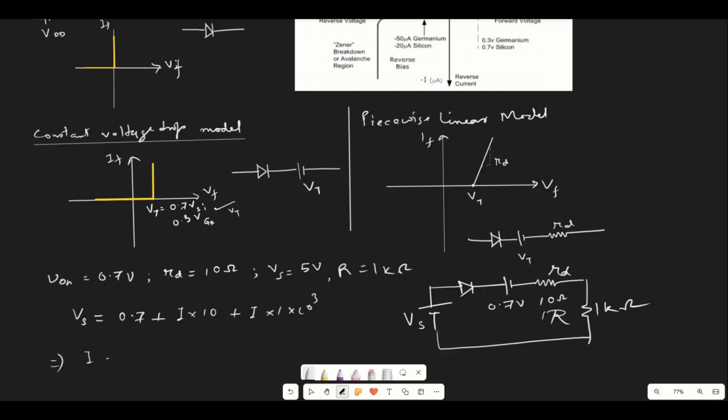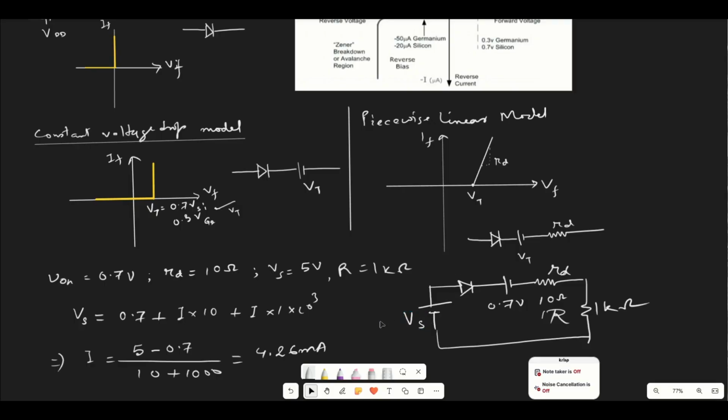So now from here, if we determine the value of I, this Vs is nothing but 5 volts. From this we will subtract the value of 0.7, then divide by 10 plus 10 to the power 3, meaning 1000. So this will come out to be 4.26 milliampere. So it is as simple as that.